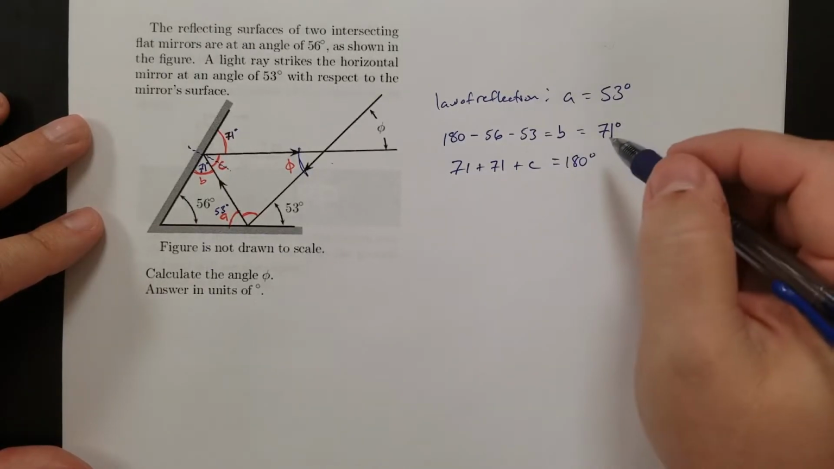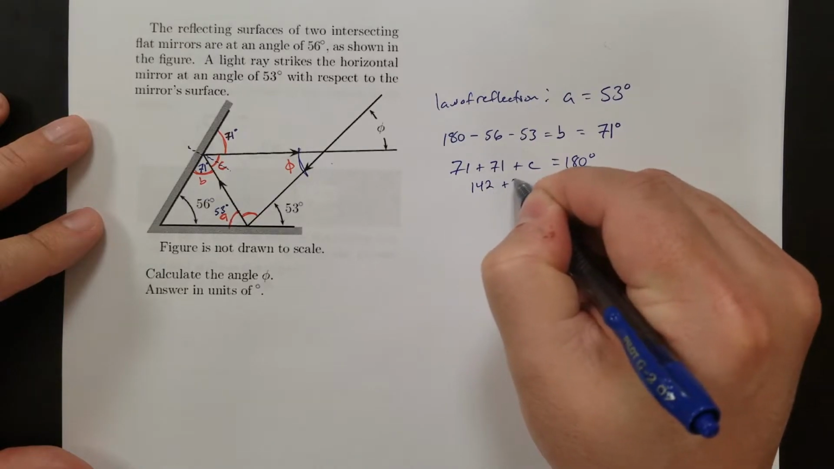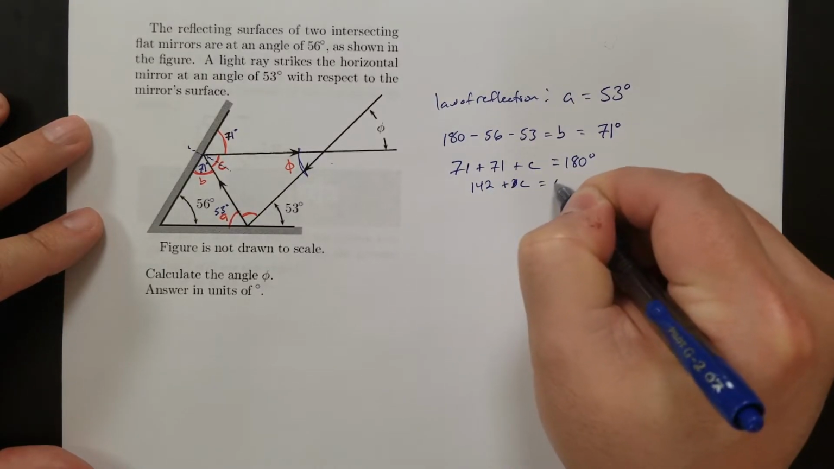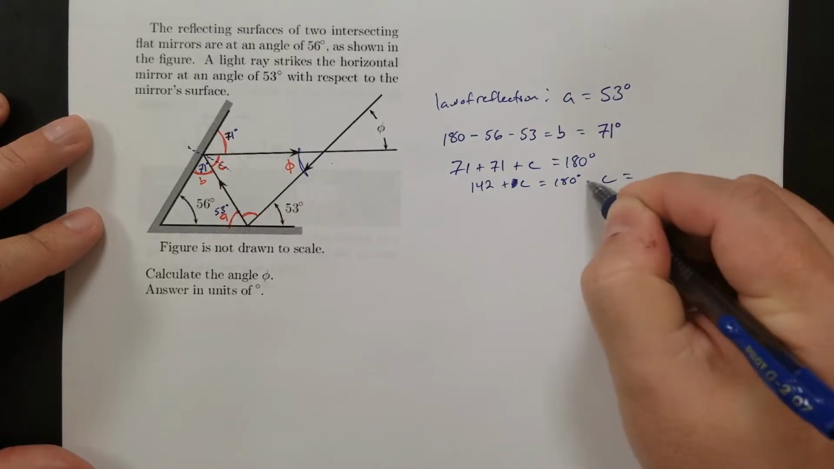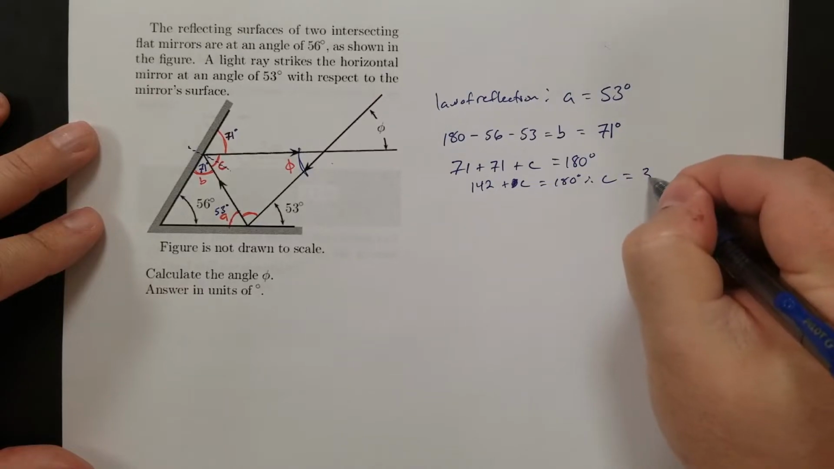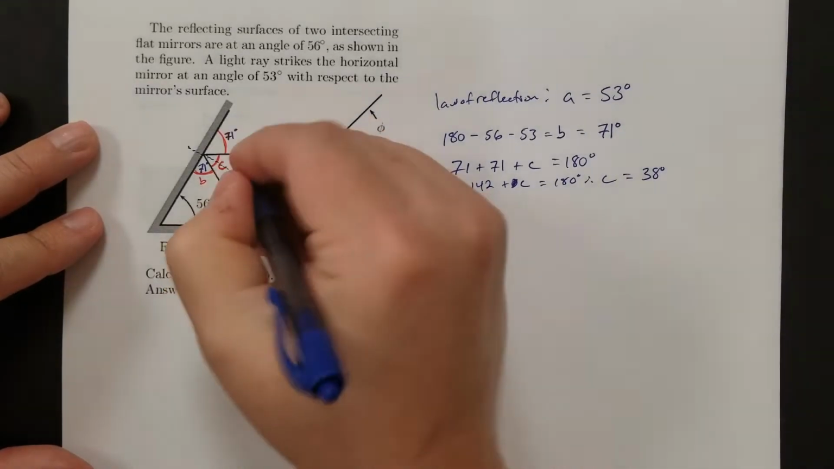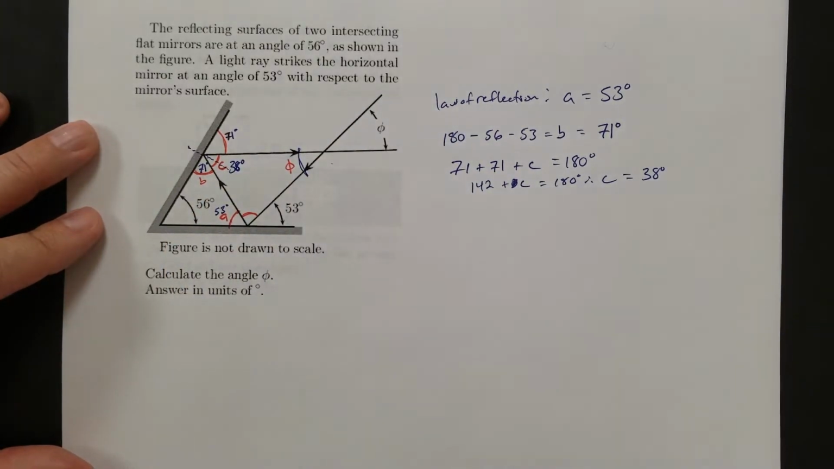So 71 plus 71 plus C has to equal 180 degrees, because it's a flat line. 71 plus 71 is 142. 142 plus C equals 180, so that means C is equal to 38 degrees. Okay, I'm almost there.